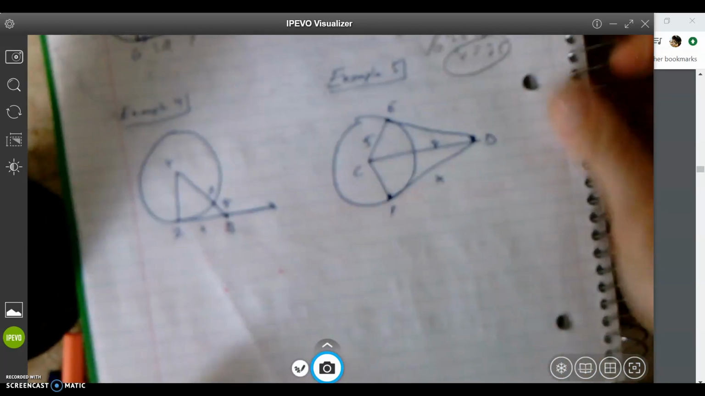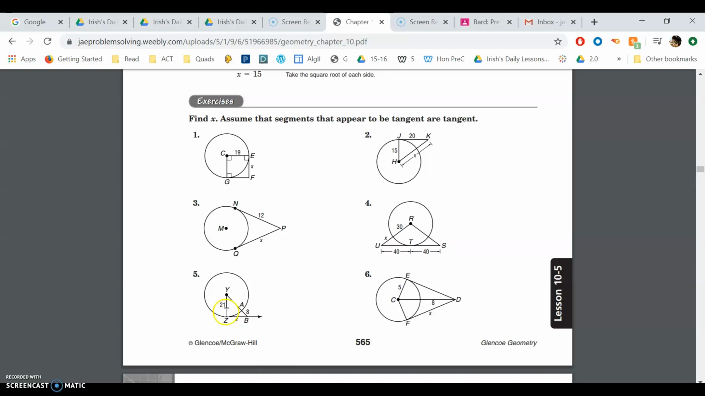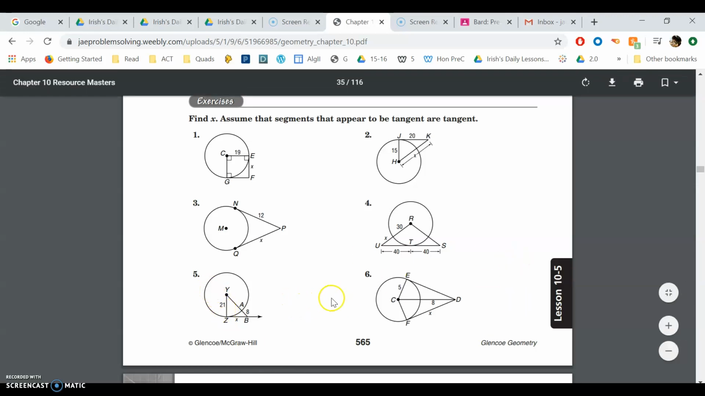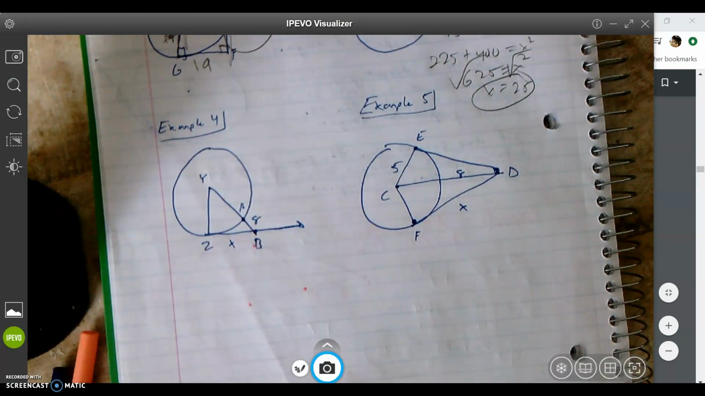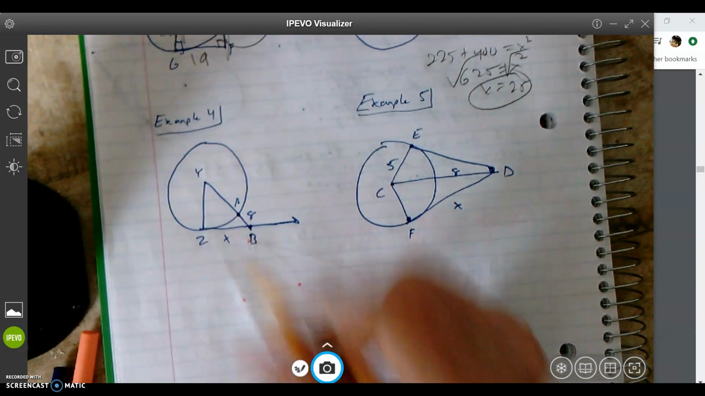Let's try one that looks like this, a little bit more challenging. Pause the video if you need. This one is this right here. We're going to do 5 and 6 right here. 5 and 6, pause the video if you need to write them down. Okay? Here you go. So here's, I know it's example 4, but it's number 5 on the page. It's the 4th one we're doing.